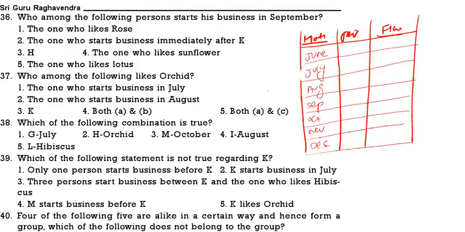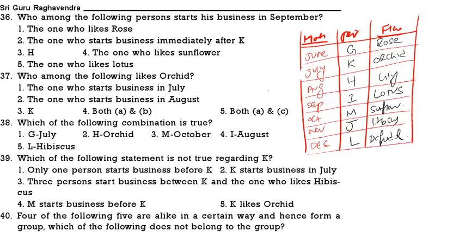Now this is G and rose. Then this is K, orchid. Then H, lily. Then I, lotus. M, sunflower. J, hibiscus, L, daffodil. Now come to the questions.